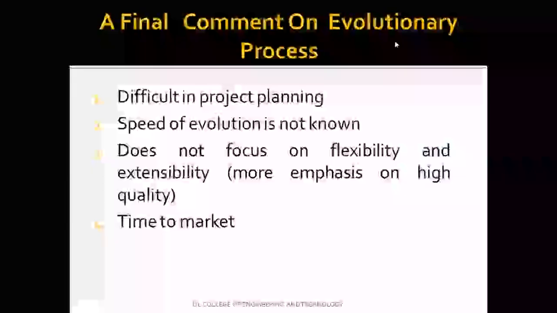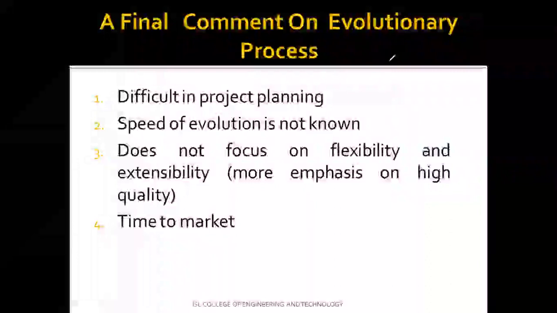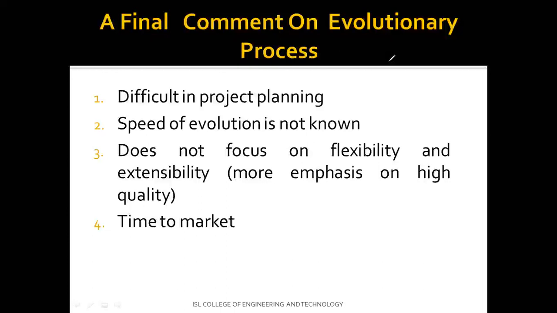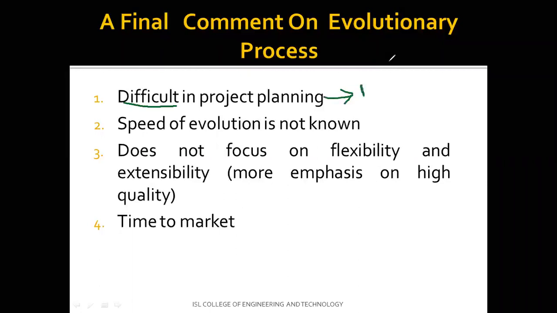Now, coming on to the final comment on the evolutionary process model, that is, what is the problem in all of these evolutionary process models, or what we say as the final summary of this. Now this becomes difficult in project planning, because you do not know the number of prototypes that need to be developed so that you make a complete version of the software. Then the speed of the evolution is not known.